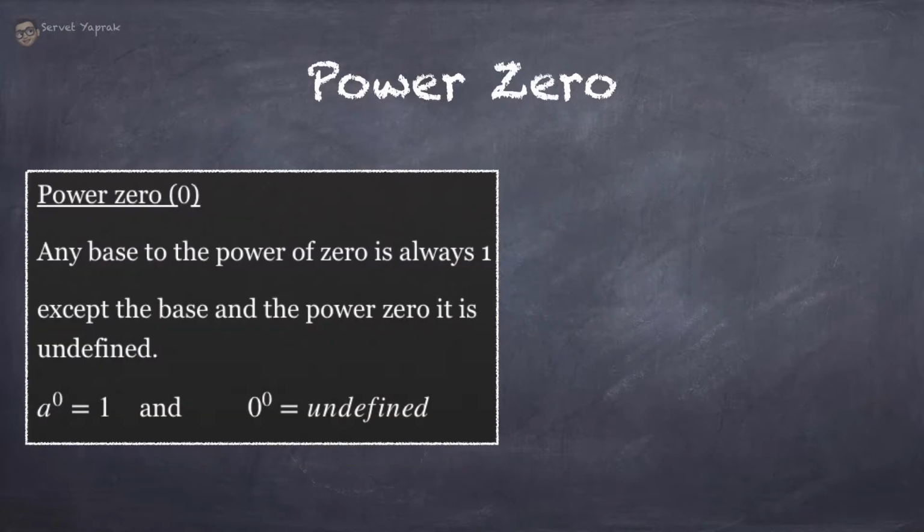Power 0 is another law of exponents. Any base to the power of 0 is always 1, but there is an exception. 0 to the power of 0 is undefined. You can check this result with your calculator as well. It is accepted as undefined, but any base with the power 0 equals 1.